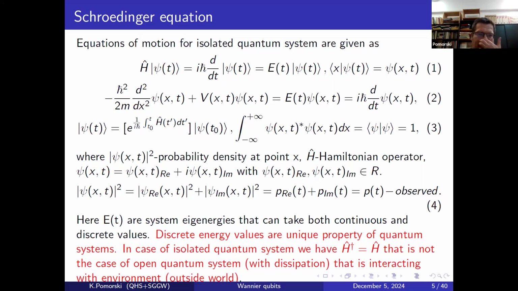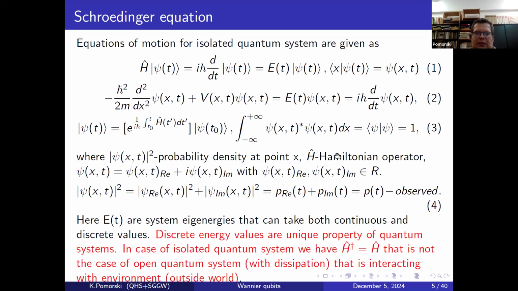So then there is a probability density associated with a wave function. So the wave function modulus squared is the probability density at point x. And then you can always decompose a complex-valued wave function into real and imaginary parts. And in the same way, when you compute its modulus, you have, like I have given here, these two contributors to the total probability.